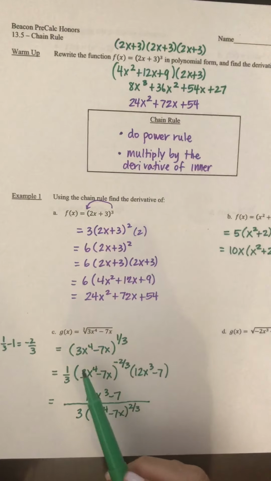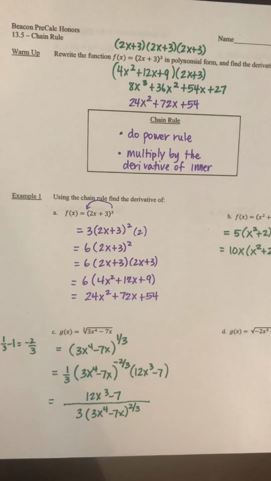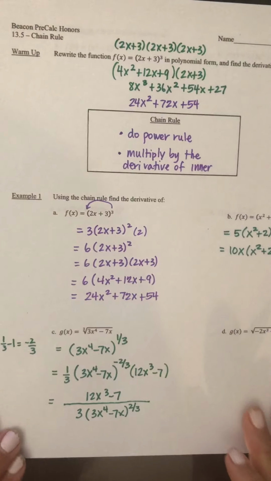So annoying, yes, because first you have to change it to the 1/3 power. And then when you have a negative power, you're going to kick it into the denominator. All right, so here we go.